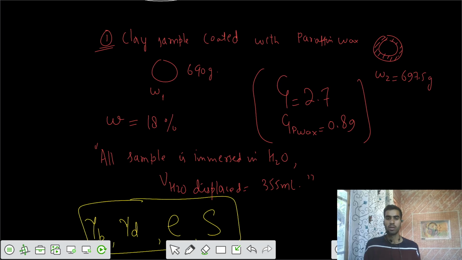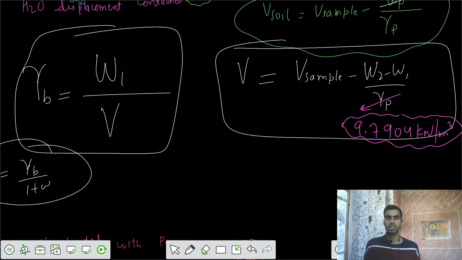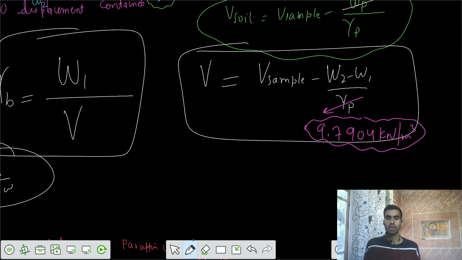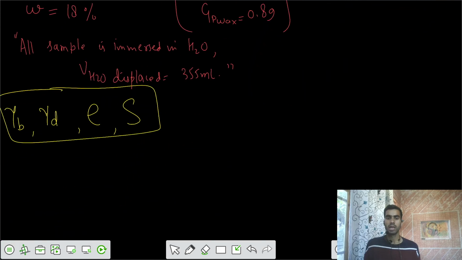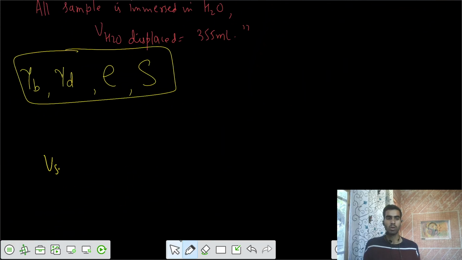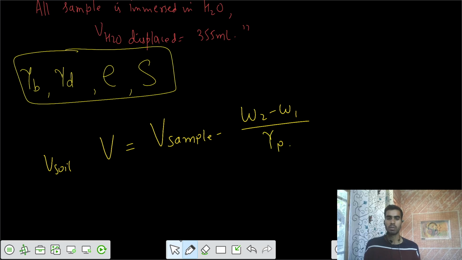Based on this equation, we can calculate the volume of soil. I would write volume of soil: V equals volume of sample minus (W2 minus W1) divided by gamma of paraffin.